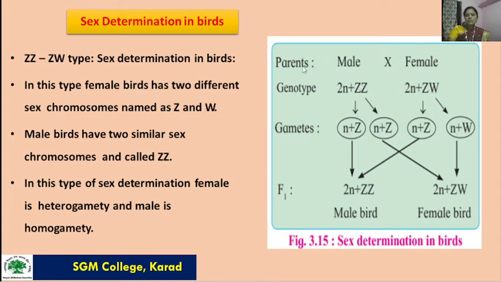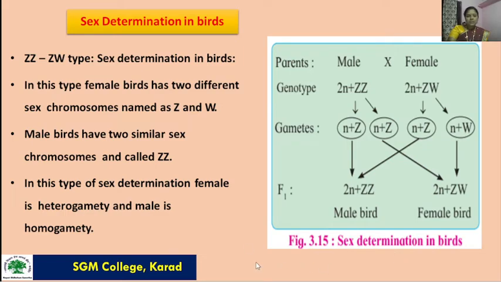See this chart, with a male and female parent. Male is 2n plus ZZ and female is 2n plus ZW. The gametes of the male are n plus Z and n plus Z, and in female n plus Z and n plus W. After fertilization, we find the F1 progeny: 2n plus ZZ is male birds, and 2n plus ZW is female birds. So this is sex determination in birds.